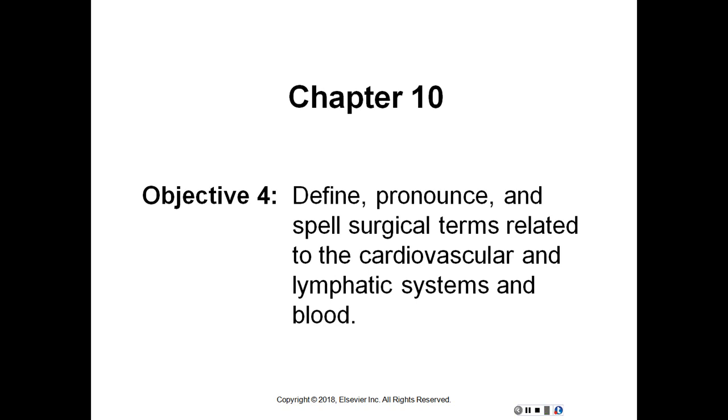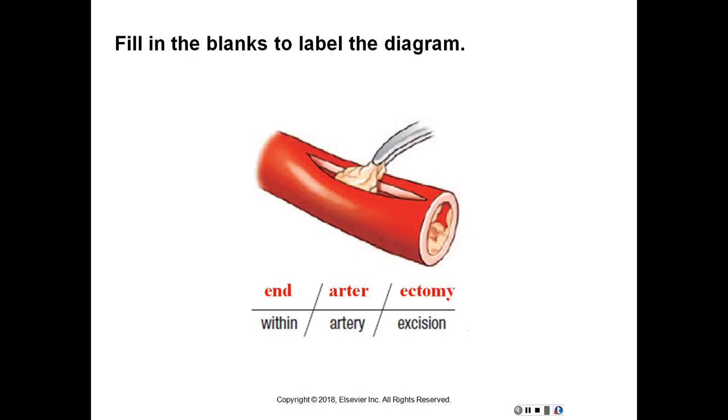Valvuloplasty, surgical repair of a valve, cardiac or venous. Now within the lymphatic system, we have a splenectomy, excision of the spleen. Splenorrhaphy, suturing or repairing of the spleen. Thymectomy, excision of the thymus gland. And so here is a picture of an endarterectomy. So you can see they are removing within the artery. So here are the little forceps that they are removing.